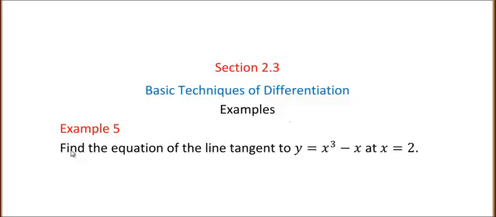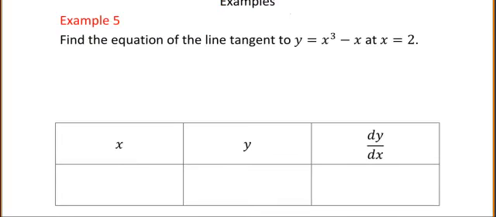Here are more examples related to taking derivatives of functions. In this example, let's find the equation of the line tangent to y equals x to the third minus x at x equals 2. Okay. Well, first of all, we need to know the derivative.